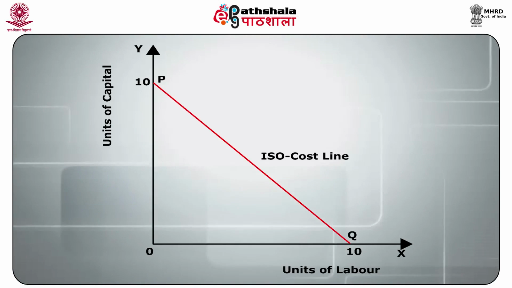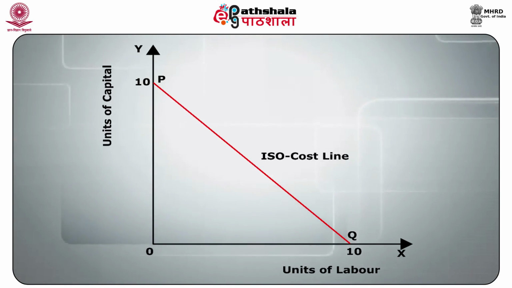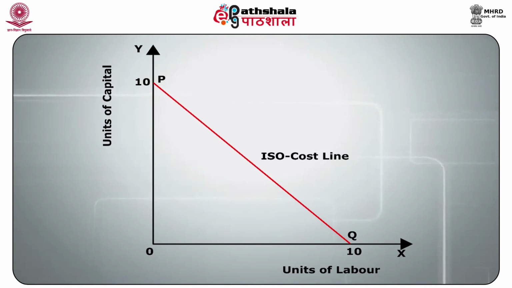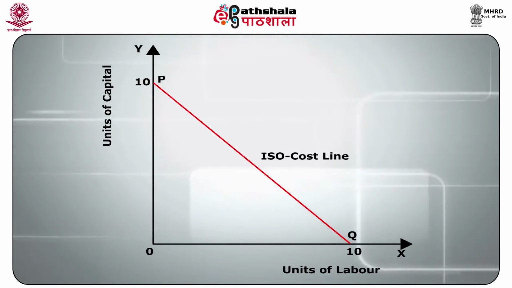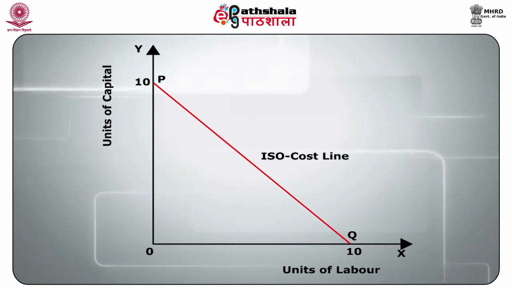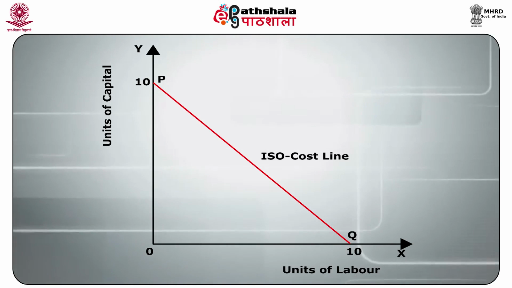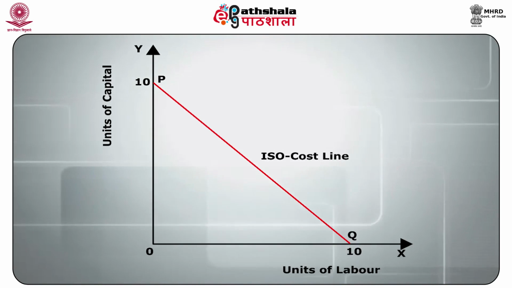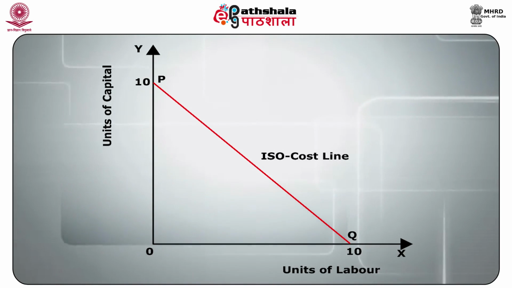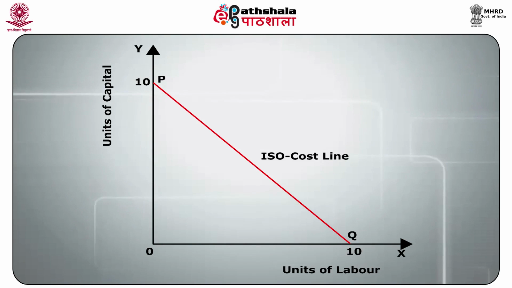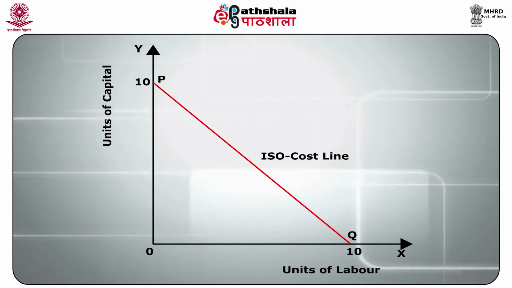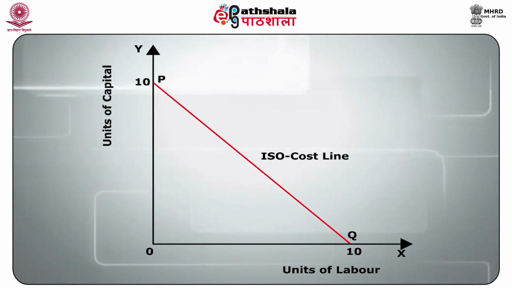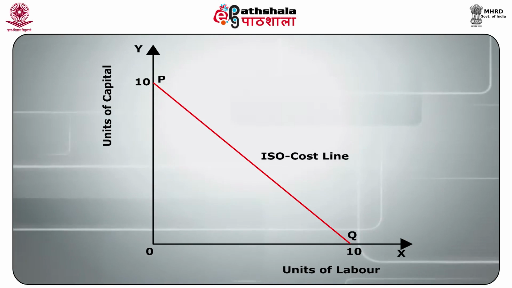Moving on to isocost line. An isocost line shows various combinations of the two factors, that is capital and labor, that a firm can employ with a given amount of money for given prices of the factors. Suppose a firm has rupees 400 to spend on two factors, say labor L and capital K. The price of labor is rupees 20 per unit and that of capital is rupees 40 per unit.